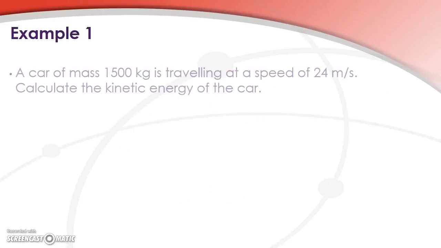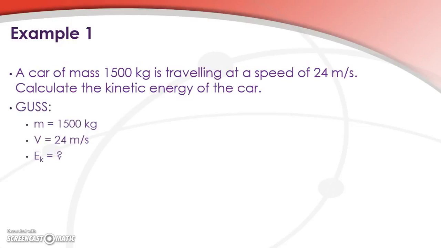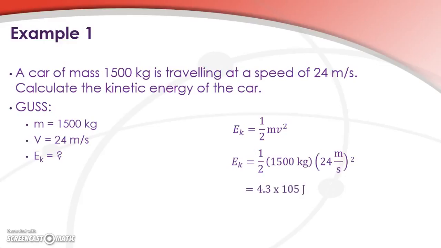Okay, so let's apply it to an example. A car of mass 1,500 kilograms is traveling at a speed of 24 meters per second. Calculate the kinetic energy. Well, pretty straightforward. We know the mass, we know the velocity, and we know our expression now for kinetic energy, 1/2 m v squared. And we can quickly calculate and get 4.3 times 10 to the 5 joules. Note that that should be an exponent.